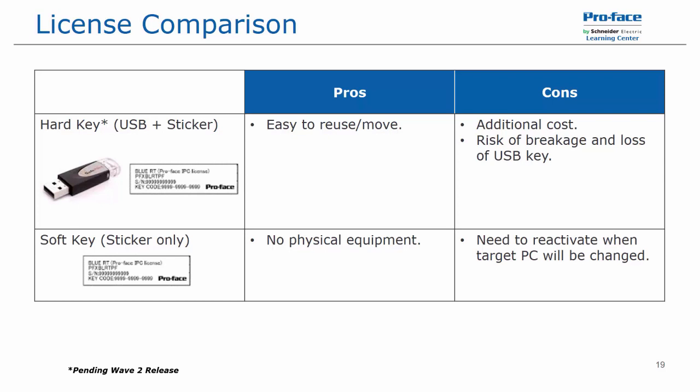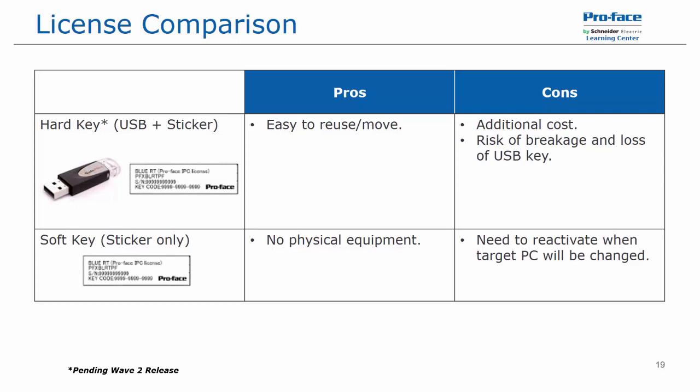The pros for the hard key: it's easy to reuse or move around, perfect for development purposes or troubleshooting. That way you can lock out the application when it's in normal operation. However, if you need to do troubleshooting or testing, simply change the licensing over to the hard key, and now you're able to develop on the same system. The cons, though, it's an additional cost, albeit a small one, but also there is a risk of the USB key being broken or being lost, or even worse, stolen.